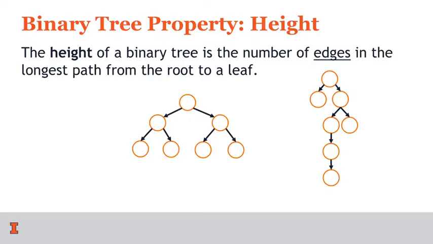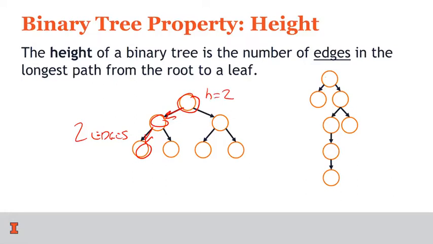So one property of a binary tree that we're going to talk about is the height of a binary tree. And this really does apply to all trees, but we're going to pay specific attention to the height of binary trees. The height of the binary tree is the number of edges in the longest path from the root to a leaf. So looking at this tree right here, the longest path is going to contain 1, 2 edges.